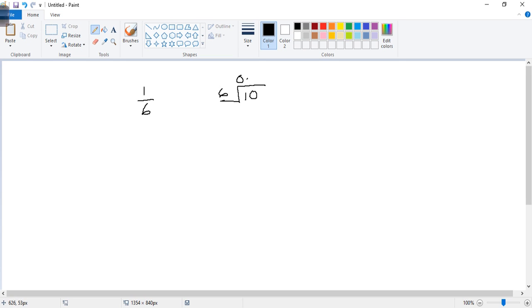10 divided by 6 is 1. 1 times 6 is 6, remainder 4, we add 0. 40 divided by 6 is 6, 6 times 6, 36, remainder 4, we add 0. It will be 6 again, 6 times 6 is 36, remainder 4, we add 0 and we carry on. So 1 over 6 is equal to 0.1 recurring 6. It will be 666 till the end.